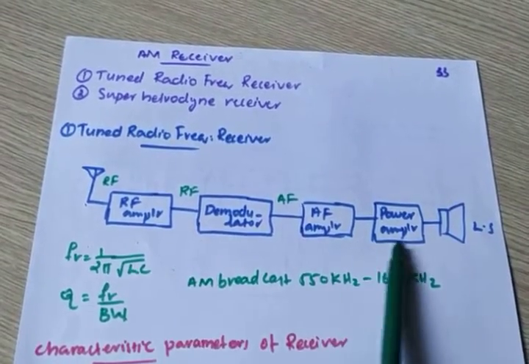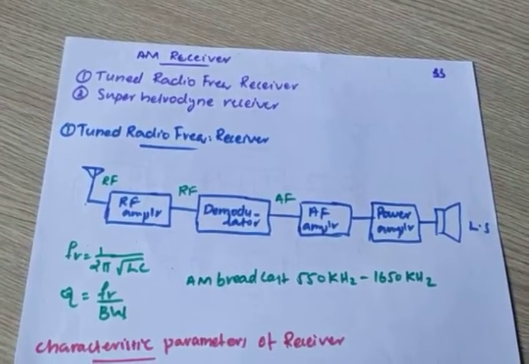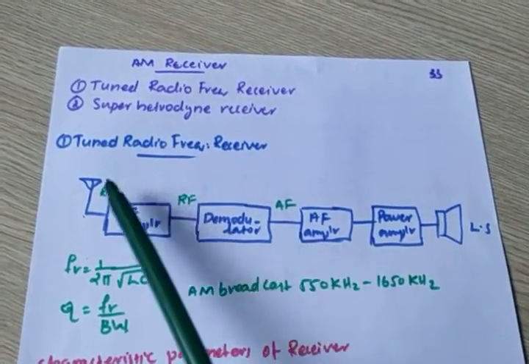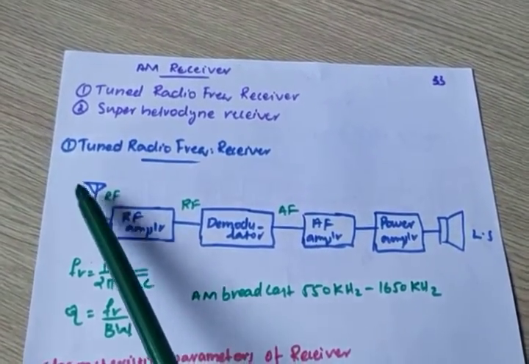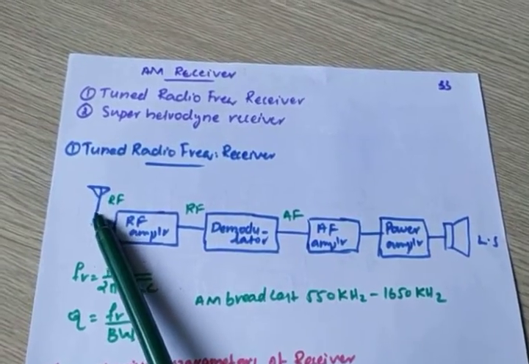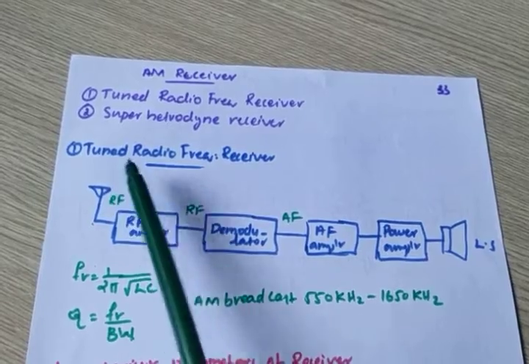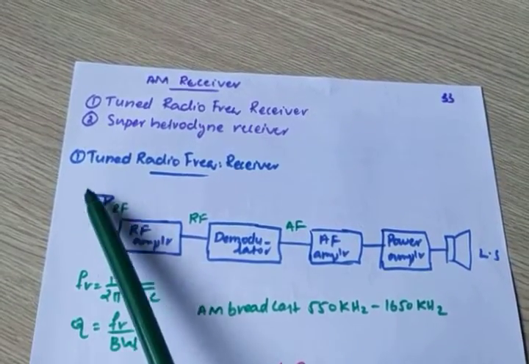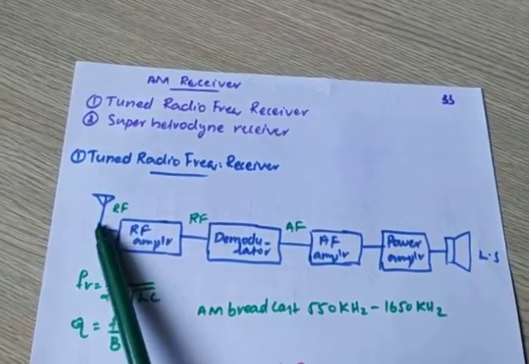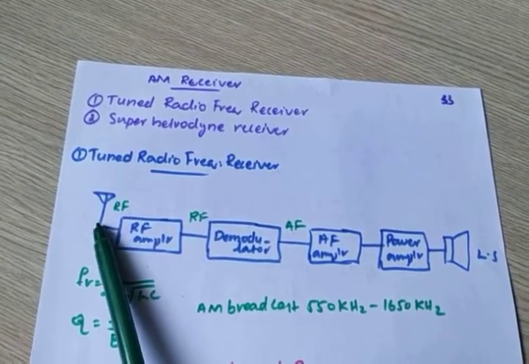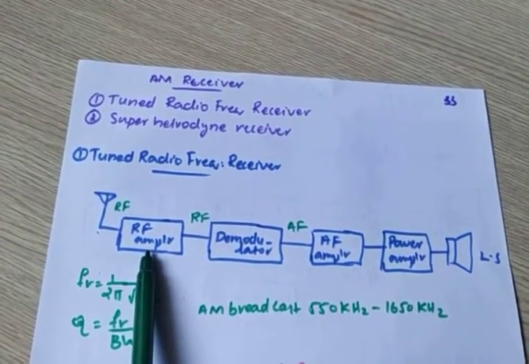This is the general block diagram of a tuned radio frequency receiver. The signal is picked up by this antenna. Definitely the incoming signal will be radio frequency only, and that signal is picked up by this antenna and given to an RF amplifier.